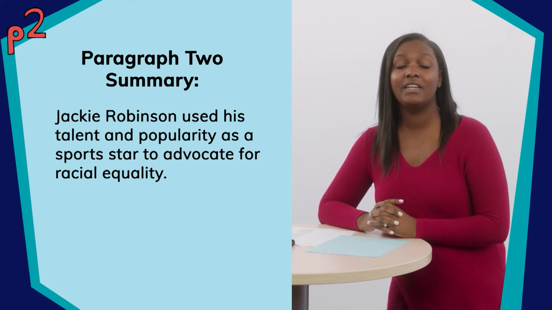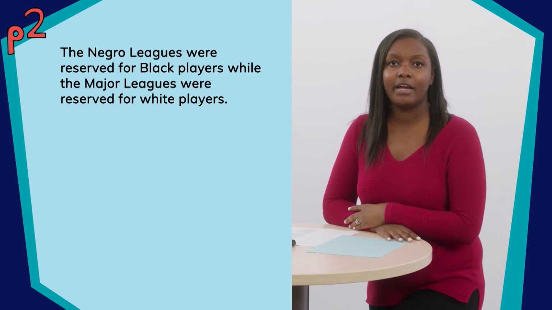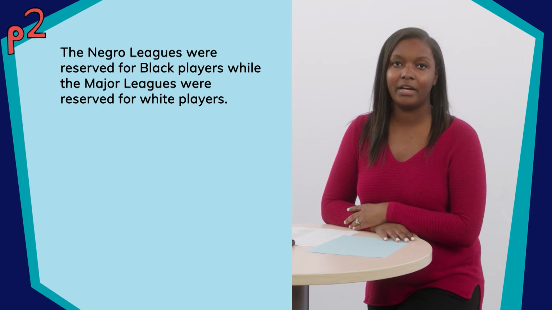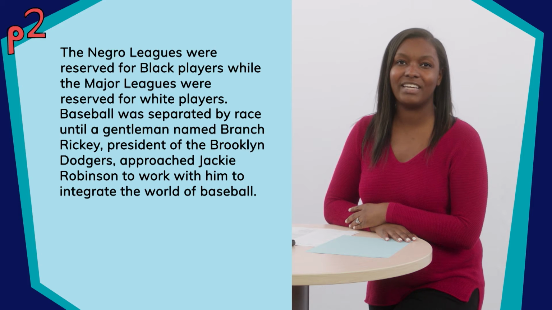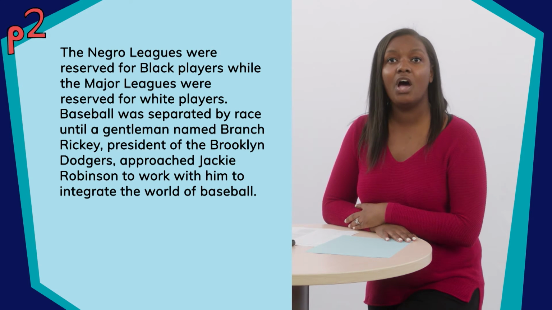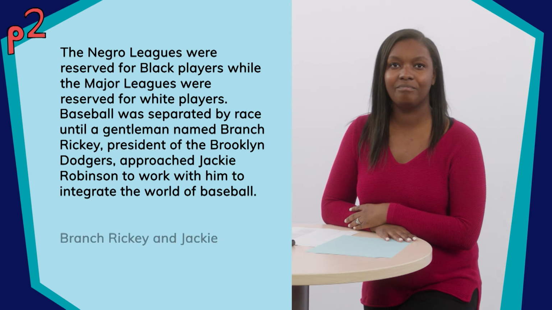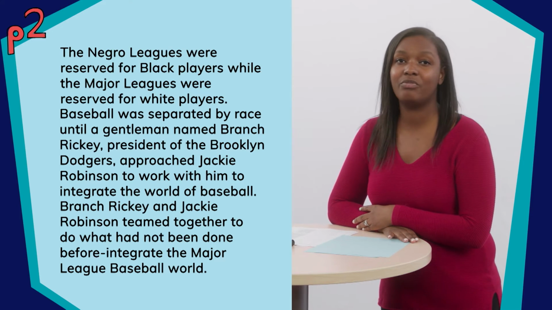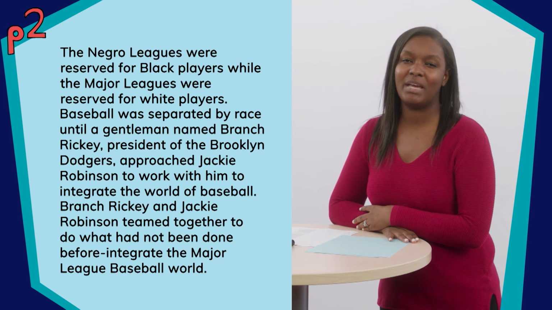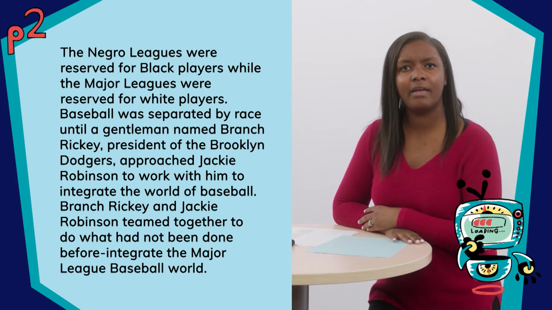Here we go. The detail sentences are the next part of our paragraph, the rest of our paragraph. The Negro Leagues were reserved for Black players while the Major Leagues were reserved for white players. Baseball was separated by race until a gentleman named Branch Rickey, president of the Brooklyn Dodgers, approached Jackie Robinson to work with him to integrate the world of baseball. Branch Rickey and Jackie Robinson teamed together to do what had not been done before: integrate the Major League Baseball world. Did you change or add anything to your summary after reading that?